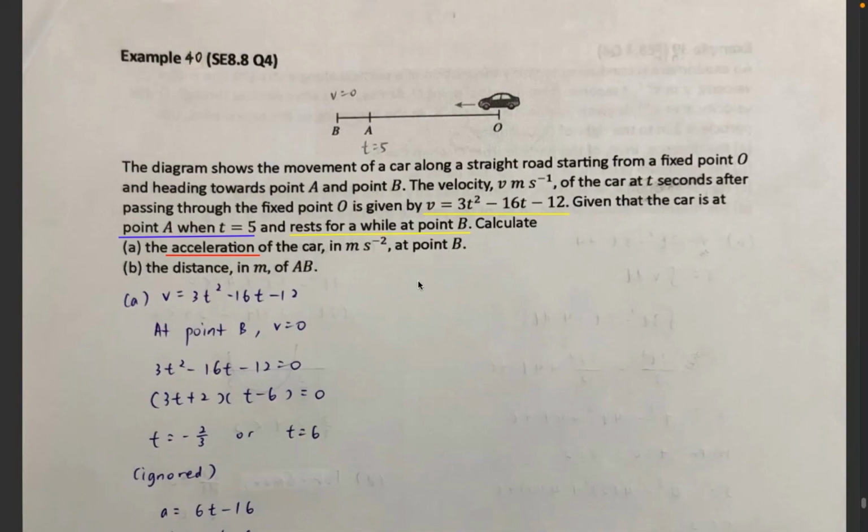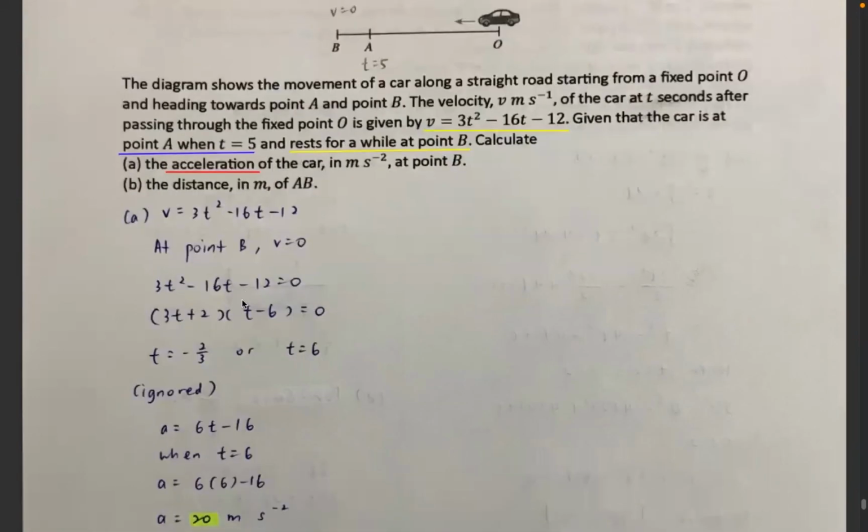So at point B, just now we identified already, V equals 0. And this is the velocity function. So I let 3t squared minus 16t minus 12 equals 0. Okay, then we do factorization. We have the answer t equals 6.